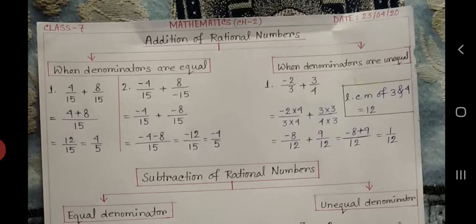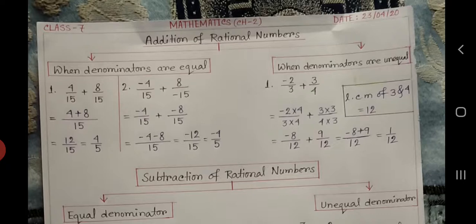In our previous class, we learned the representation of rational numbers on number line and comparing the rational numbers. Today our topic is addition of rational numbers, subtraction of rational numbers, multiplication and division of rational numbers. So first, addition.